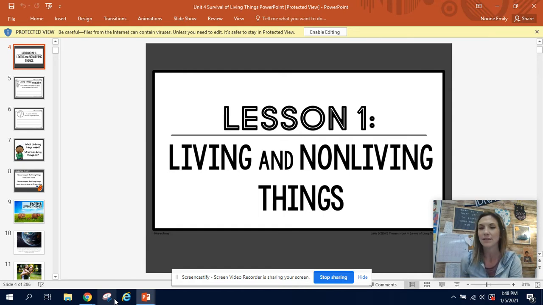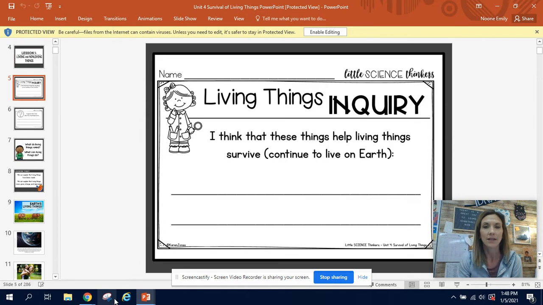So I want you guys to get out your yellow science folder. In your science folder, you should see a little piece of paper that looks like this. I think it's the second thing that's in there. All right, I want you to think, what do you already know about living things? Your paper says, I think that these things help living things survive. So what are some things that you already know help living things survive?